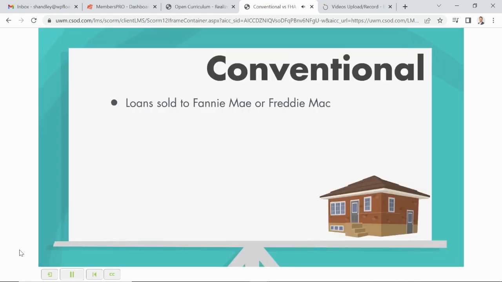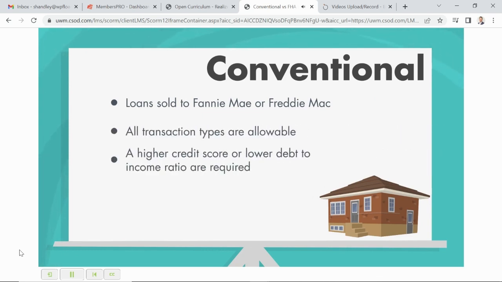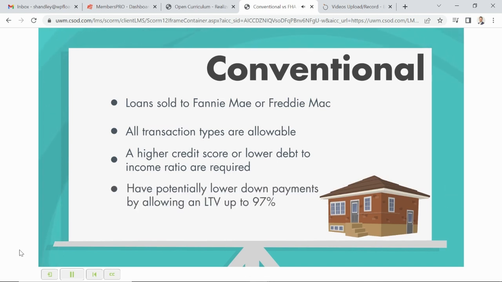Conventional loans are loans sold to Fannie Mae or Freddie Mac, and all transaction types are allowable. Typically, a higher credit score and lower debt-to-income ratio are required to get AUS approval for conventional loans in comparison to FHA loans. Conventional loans also provide a lower down payment option than FHA for first-time home buyers through allowing an LTV up to 97%.